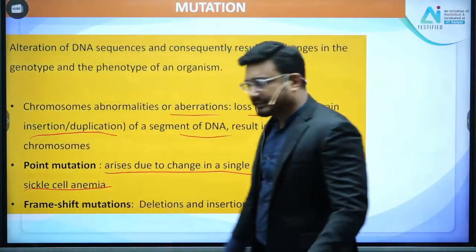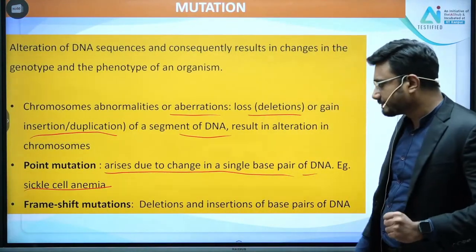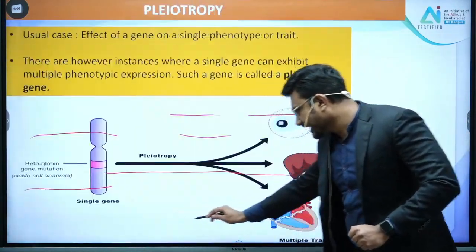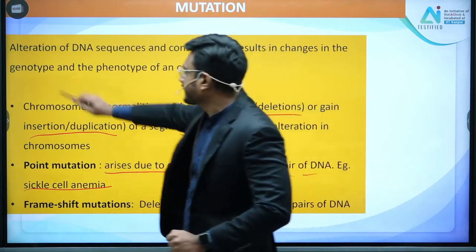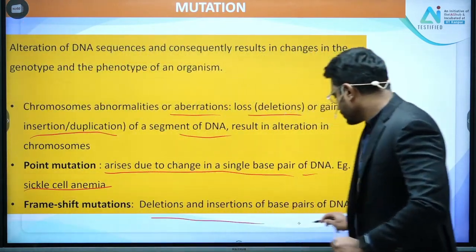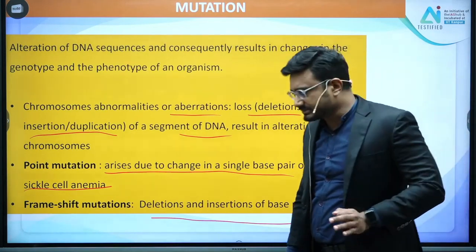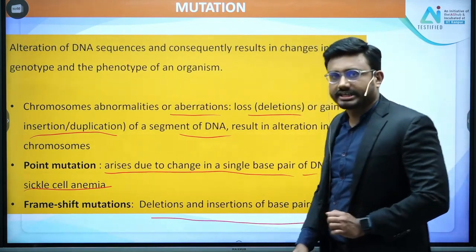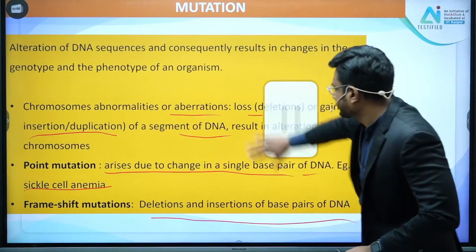So the frame shift mutation, what is happening in the frame shift mutation is that the deletion and insertion of the base pairs in the DNA leads to a shift in the frame. So that is what is known as the frame shift mutation. So now let us move ahead to the next concept.